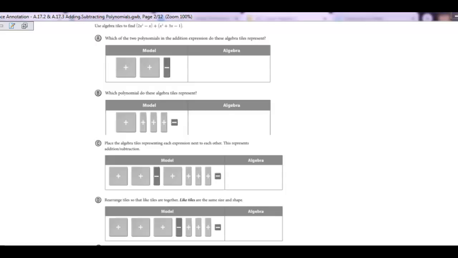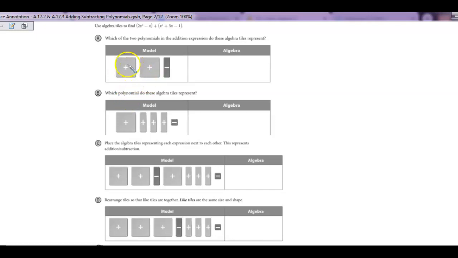Hello. Today we're going to be adding polynomial expressions, and then we're also going to be subtracting, but we're going to start with adding. So if we look at algebra tiles, we know that algebra tiles can help us with manipulating and looking at different variables and such.